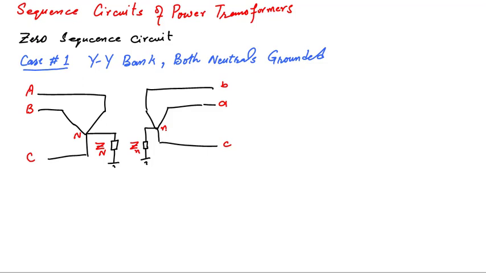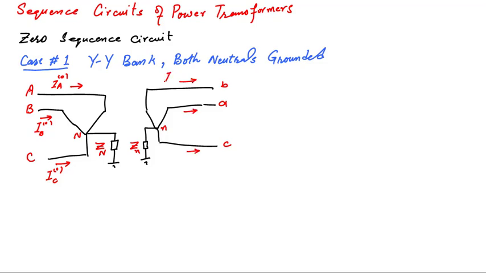We know zero sequence currents are equal in all three phases and also in phase with each other. If I draw the three zero sequence currents of the high side, they will be IA zero sequence, IB zero sequence and IC zero sequence. These are the three currents on the high voltage side and their counterparts will get induced on the low voltage side in this direction. These three currents will be out of the transformer, zero sequence.